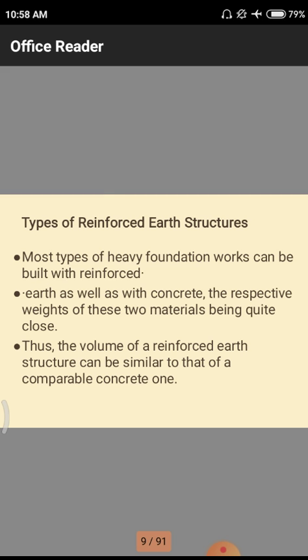Earth as well as concrete, the respective weights of these two materials are quite close. That means normally concrete density is 25 for RCC, and for PCC the concrete density is only 24. Likewise, earth also has some density. Moreover, these two densities are similar whenever we go for construction, so there will be equal force distribution in all directions. Thus, the volume of a reinforced earth structure can be compared to that of concrete.